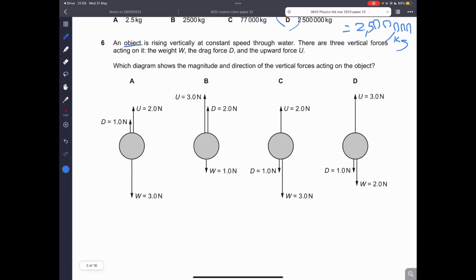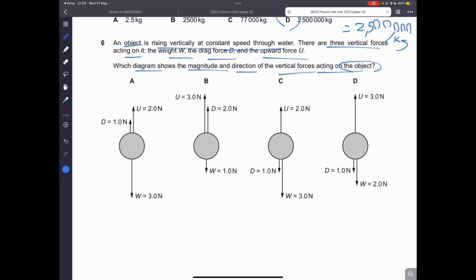Number 6, an object is rising vertically at constant speed through the water. There are 3 vertical forces acting on it: the weight, the drag force, and the upward force. Which diagram shows the magnitude and the direction of the vertical forces acting on the object?